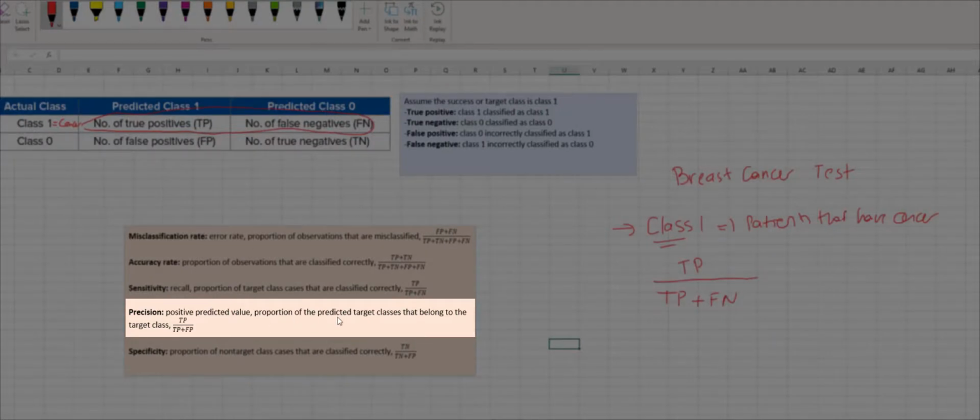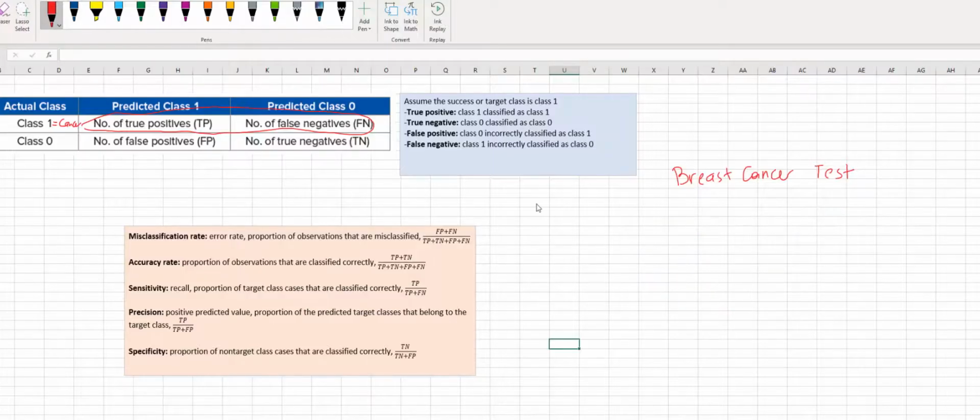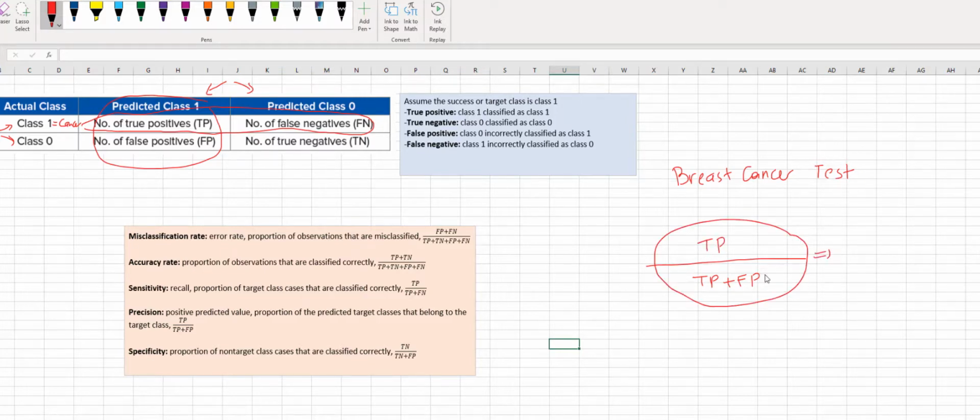Precision is the proportion of predicted target classes that belong to the target class. Now let me explain precision. It is the proportion of predicted target classes that belong to the target class. So instead of dividing the sample into two, cancer and non-cancer, this time you are dividing the sample into positives and negatives. So you're looking at total positives. Total positives are TP plus FP, and you're trying to find out the proportion of predicted target classes, that means true positives, in the target class of positive tests.